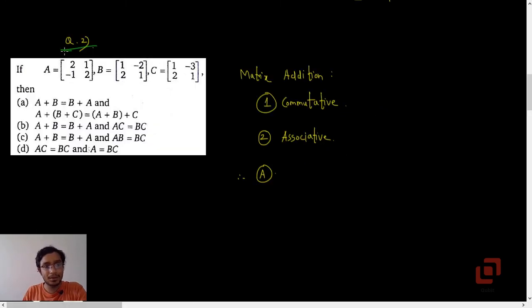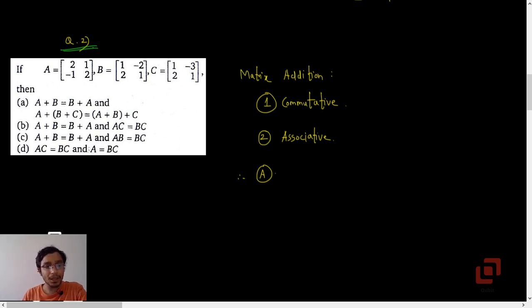Question number 2. Now this question is based on the properties of matrix addition. If A is 2 1 minus 1 2, B is 1 minus 2 2 1, and C is 1 minus 3 2 1, then option A: A plus B equals B plus A, and A plus B plus C is equal to A plus B plus C. Option B: A plus B equal to B plus A and AC equal to BC. Option C: A plus B equal to B plus A and AB equal to BC. Option D: AC equal to BC and A equal to BC.